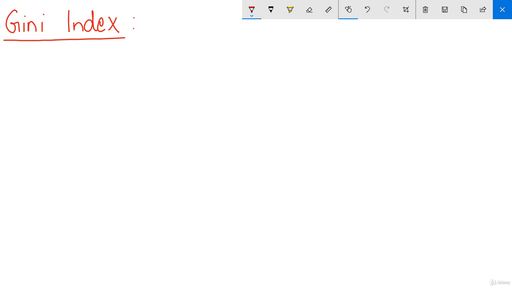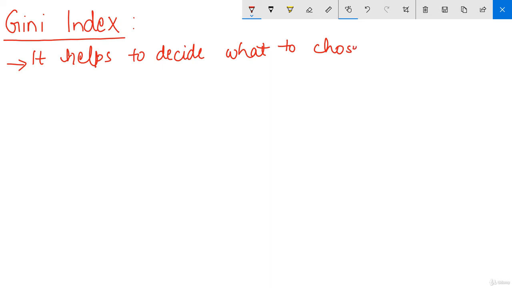Gini index is nothing but it helps to decide what to choose for splitting. Let me just write it down. It helps to decide what to choose for splitting.